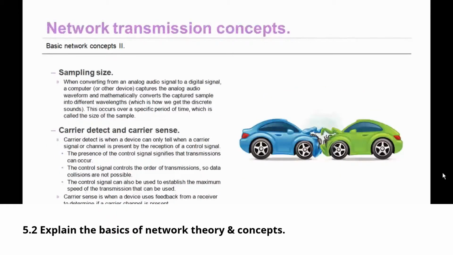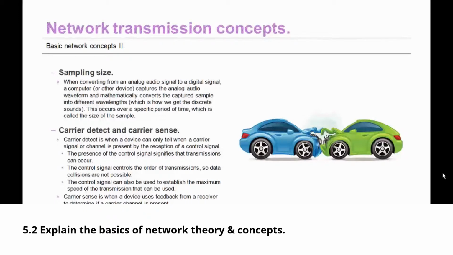Then there's sampling size. When converting from an analog audio signal to a digital signal, a computer or other device captures the analog audio waveform and mathematically converts the captured sample into different wavelengths, which is how we get the discrete sounds. This occurs over a specific period of time, which is called the size of the sample, or the sampling size.